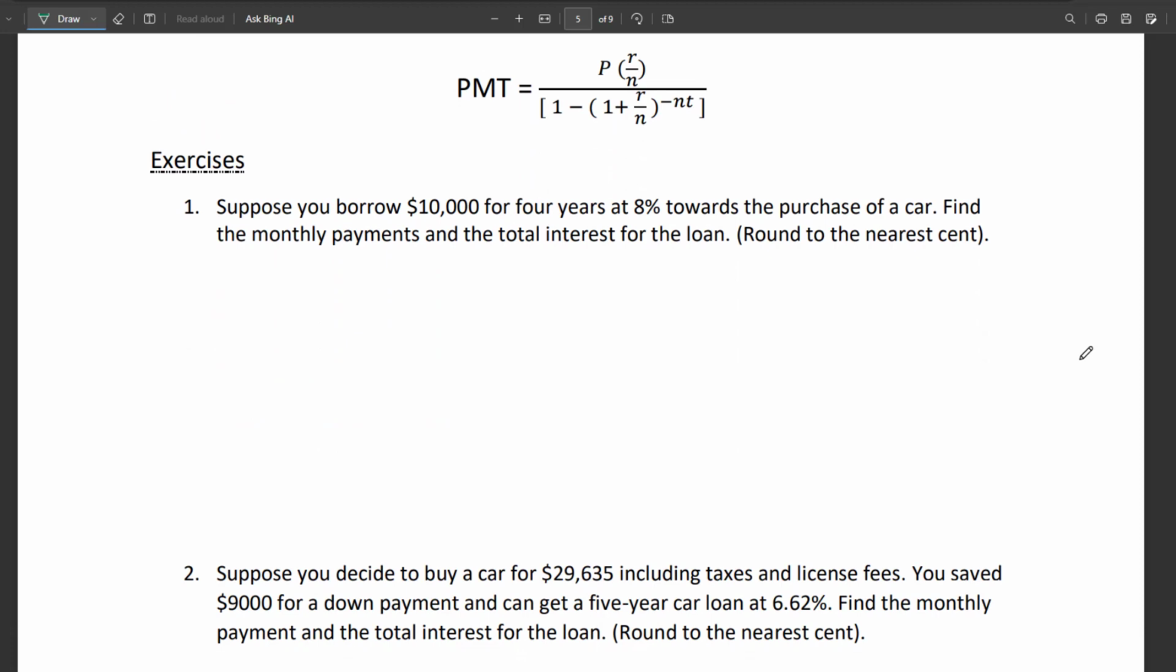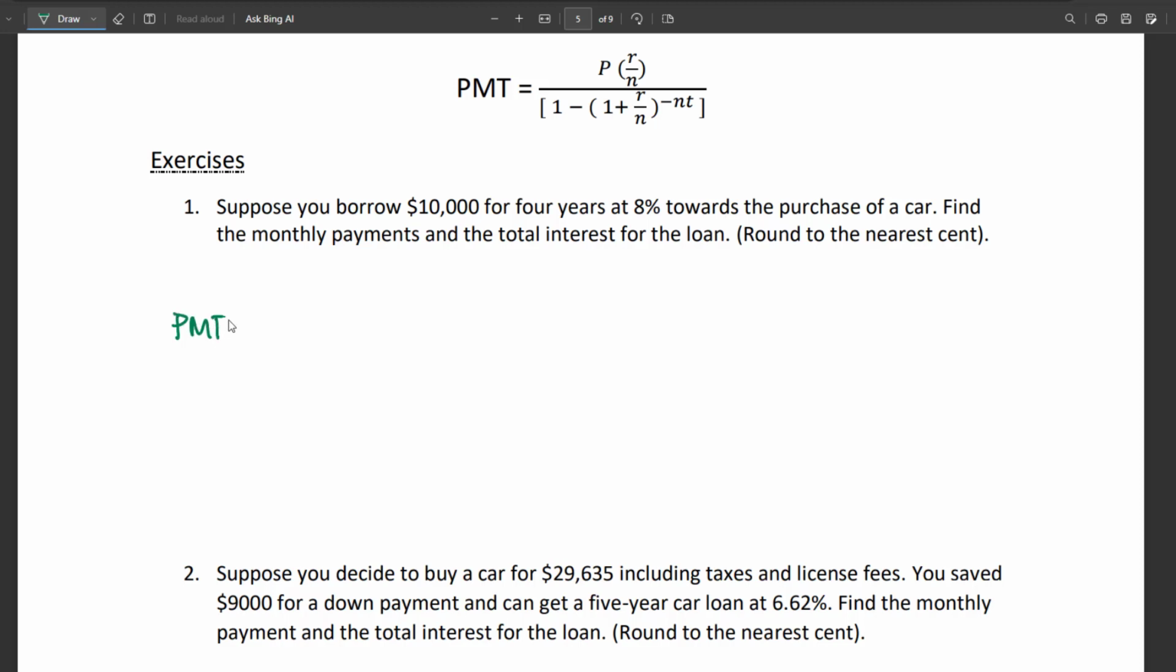So suppose you borrowed $10,000 for 4 years at 8% towards the purchase of a car. Find the monthly payments and the total interest for the loan. So the interest in these is going to be interest that you pay. You have borrowed money from a financial institute and they are charging you interest to get that money for that car. So all of the interest in the car payments and in the house payments, this is interest that you are paying to your bank. So we're going to find our monthly payments and how much interest that we've paid on that loan.